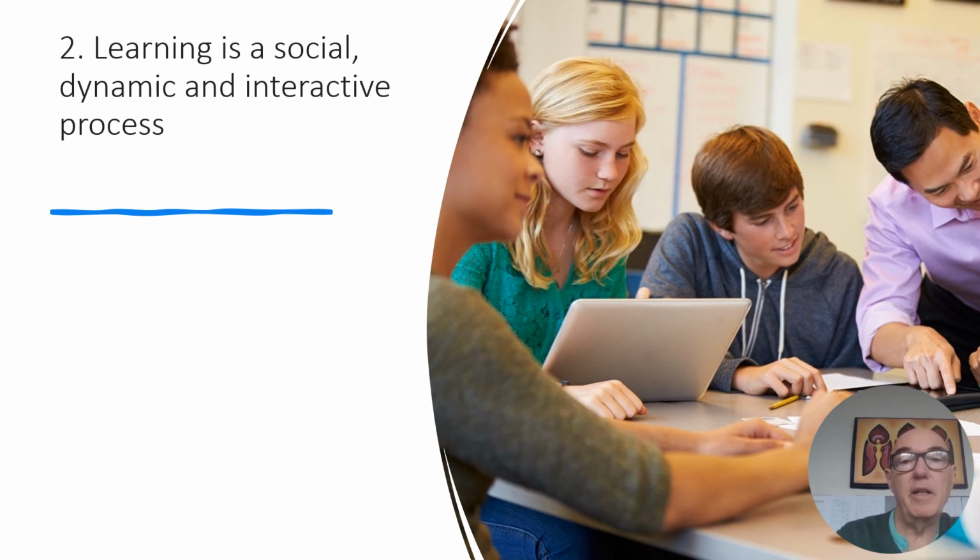The second principle, learning is a social, dynamic, and interactive process. So learning occurs through interaction, sharing ideas, negotiating meanings. And in order for this to happen, we have to create a safe learning environment. A safe environment where learners are happy to self-disclose and talk about themselves. And the nature of the interaction between the teacher and the students, and between the students themselves, is where the learning happens. So how, as teachers, can we create this open, dynamic learning atmosphere? Again, it's not something that happens naturally. It's something that needs to be built.